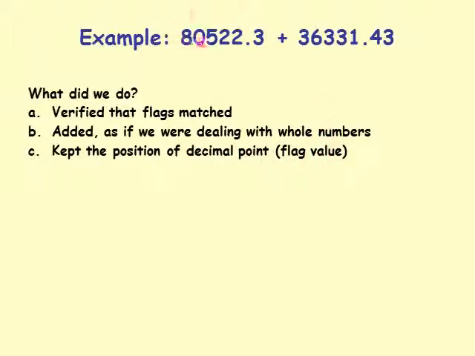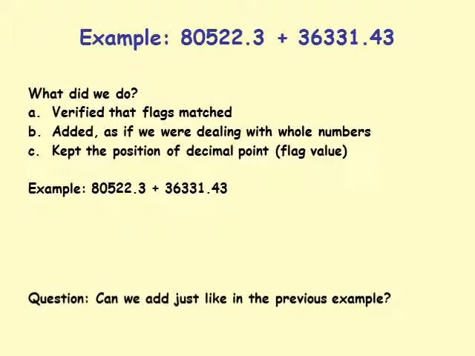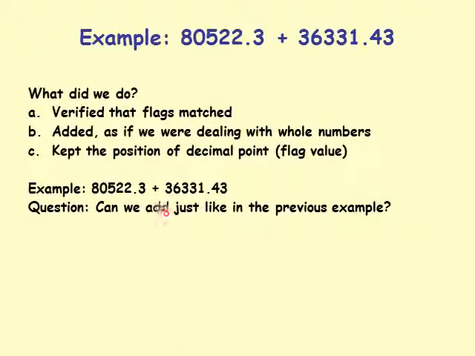Okay, now we're going to do this example here. Let's say the flag value is minus 1 of the first operand and minus 2 of the second operand. So 80522 decimal 3 plus 36331 decimal 43. Now, can we add just like the previous example? Flags do not match, so we cannot easily add the numbers together.